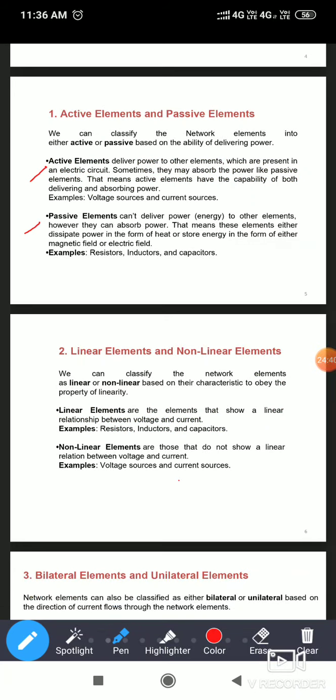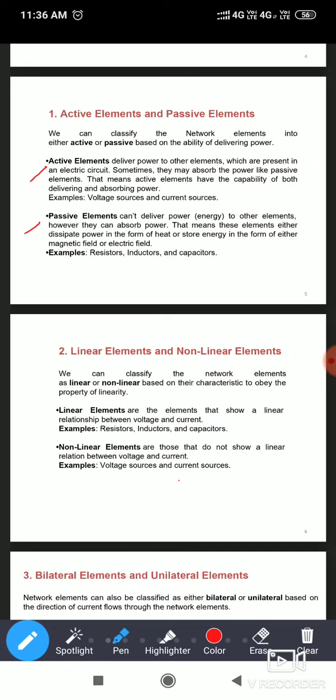So active elements are sources which deliver power, which deliver energy. And passive elements are components like resistors, inductors, capacitors. We cannot think about diodes or transistors. Why? Because this subject is known as linear circuits. Whatever the 6 chapters present in this subject, all are based on linear circuits. So what does linear circuit mean? That we will see in the next part.